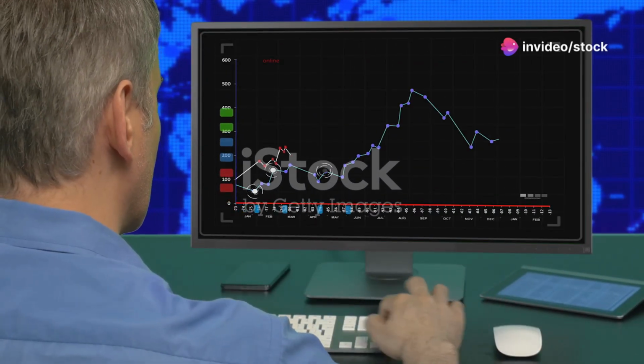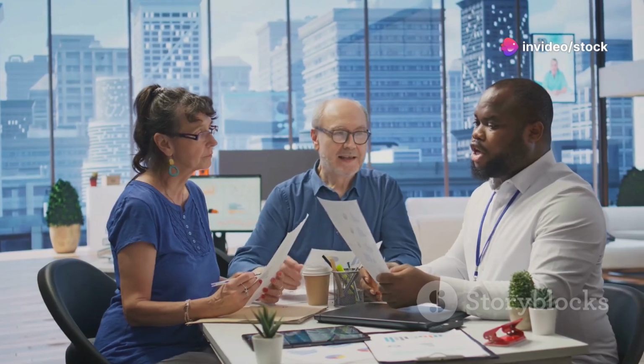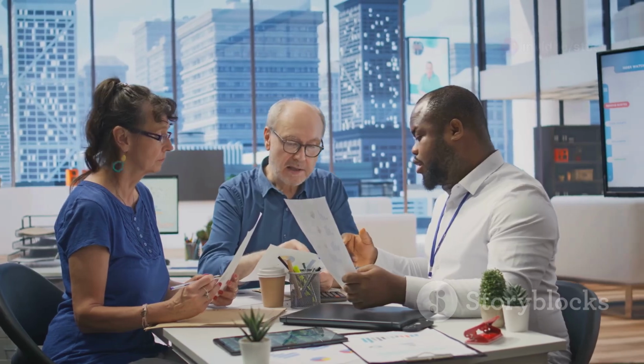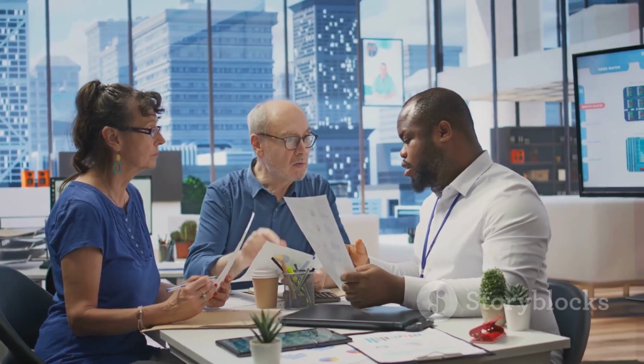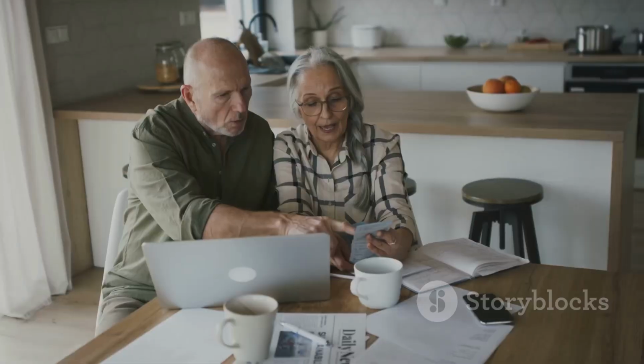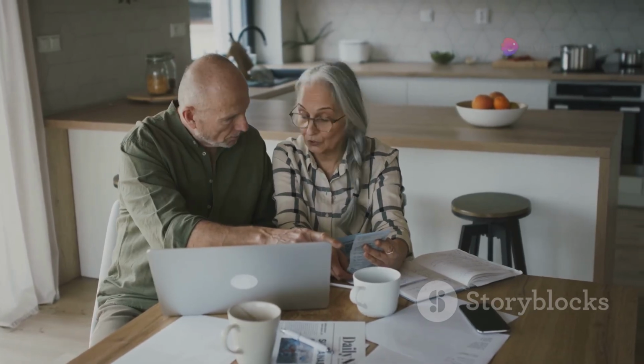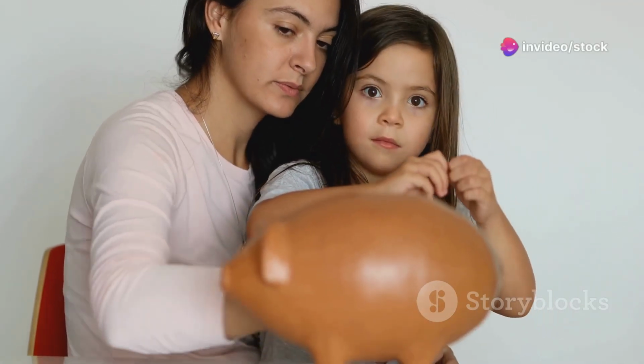Before you even think about buying a stock, a bond, or even that rental property you've had your eye on, we need to take a step back and define what you're actually investing for. What are your financial goals? Are you looking to retire early, buy your dream home, or perhaps secure your children's education?